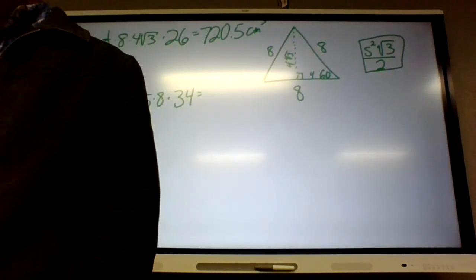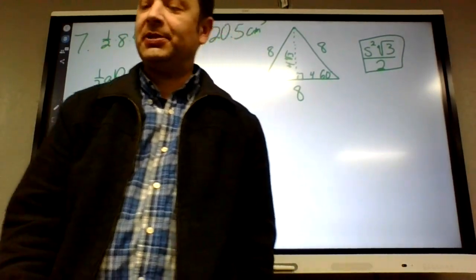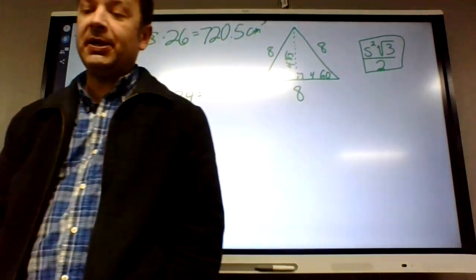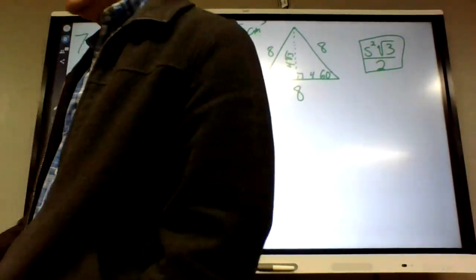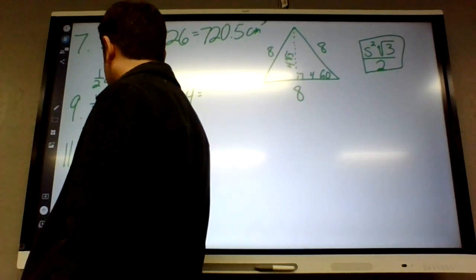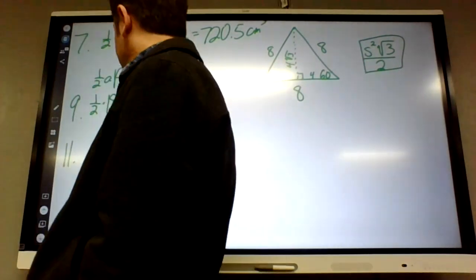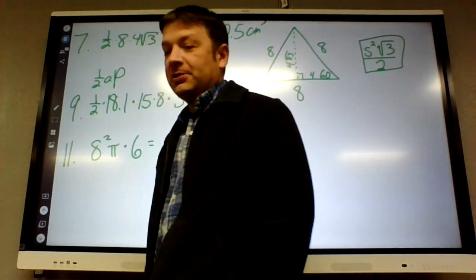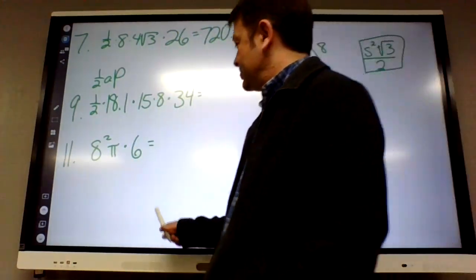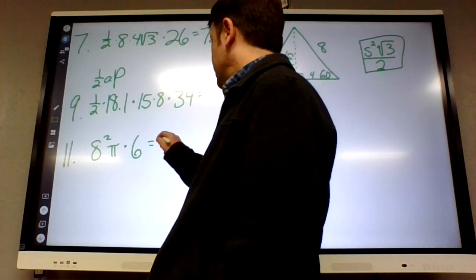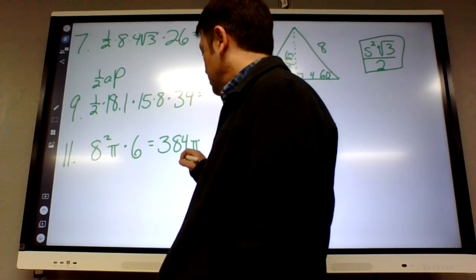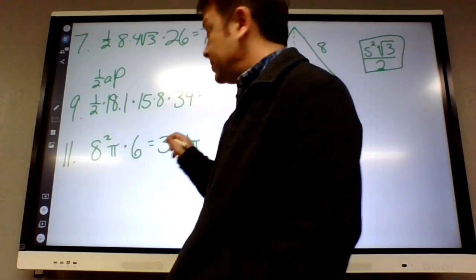Number 11. Okay. 11, 12, 13, those are all cylinders, so we have to do pi r squared for the base times the height. So the radius on 11 is 8. So 8 squared times pi times the height, which is 6. I'll probably just leave pi alone on this one. So 8 squared is 64. 64 times 6 is 384 pi. Feet cubed.